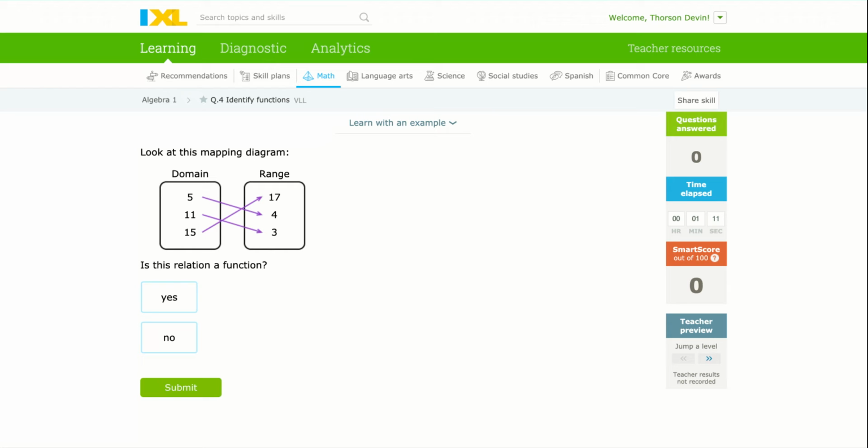Hello, we're going to go through Algebra 1, Q4, Identify Functions in IXL.